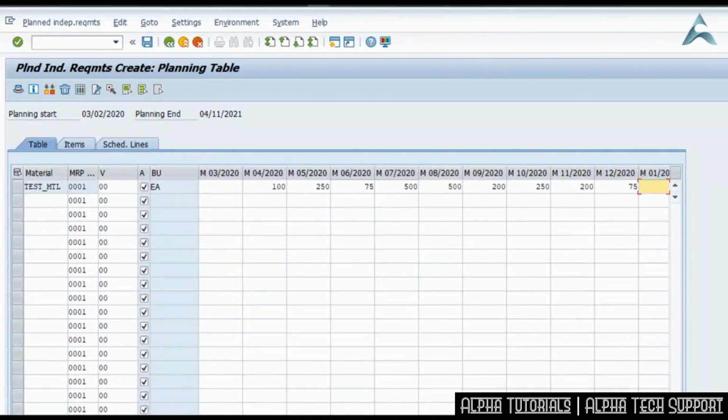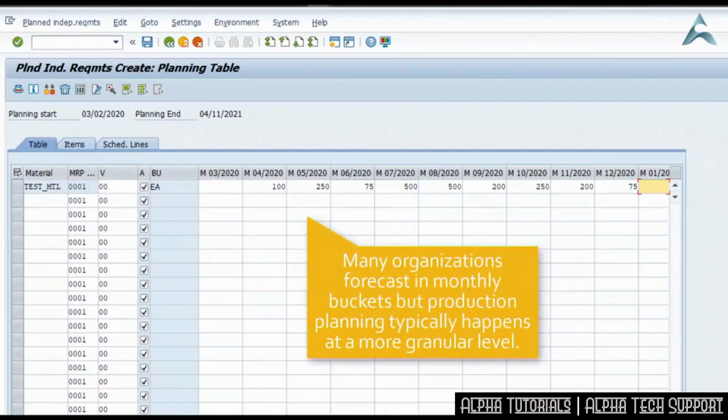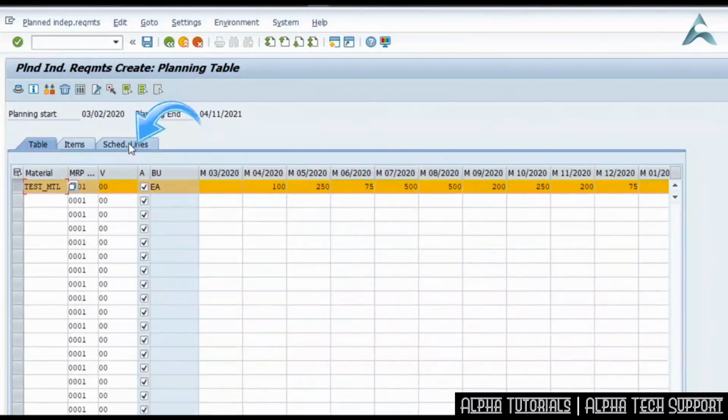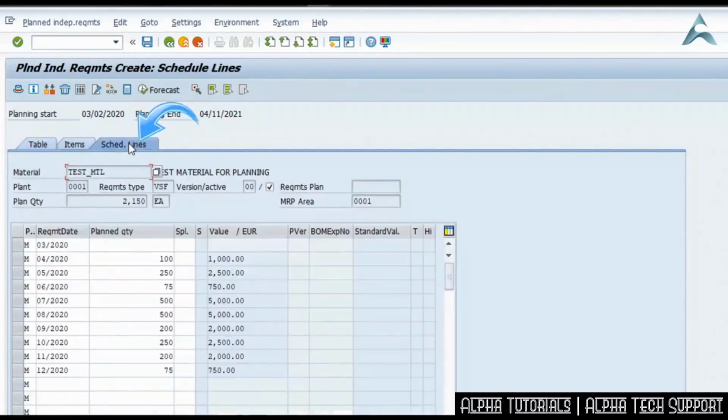Now, monthly forecasting is very efficient. However, that doesn't help me when it comes to production planning. So I may need to break those down into a weekly period, at which point I can select that line and hit my Schedule Lines tab.